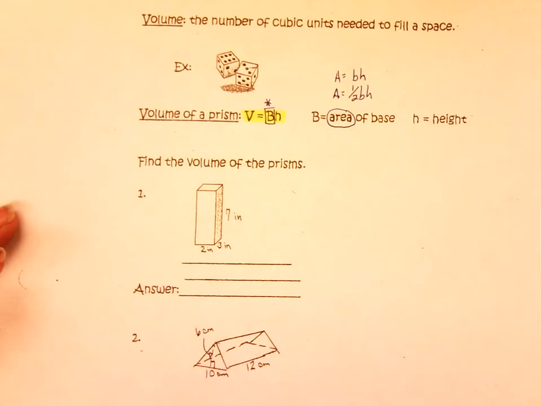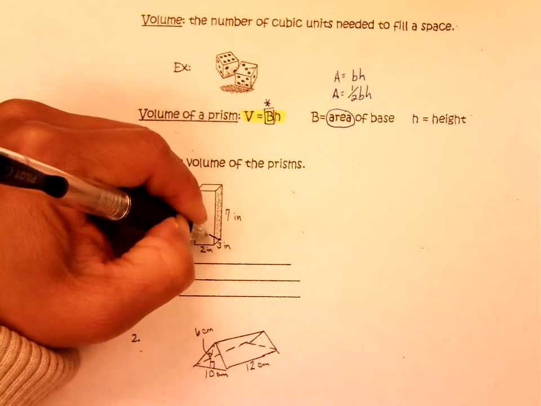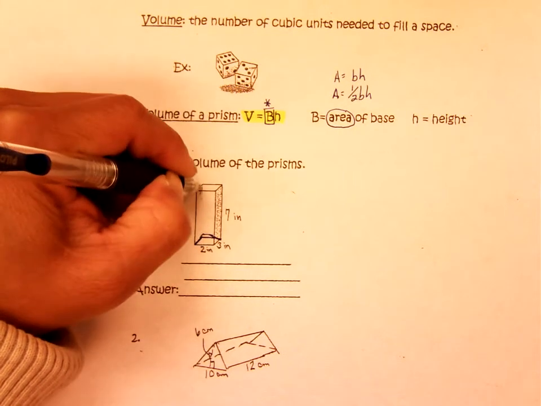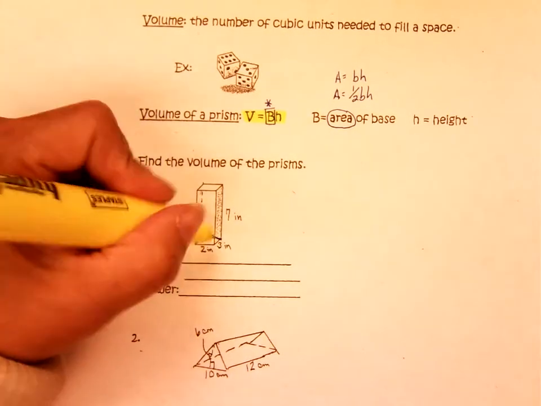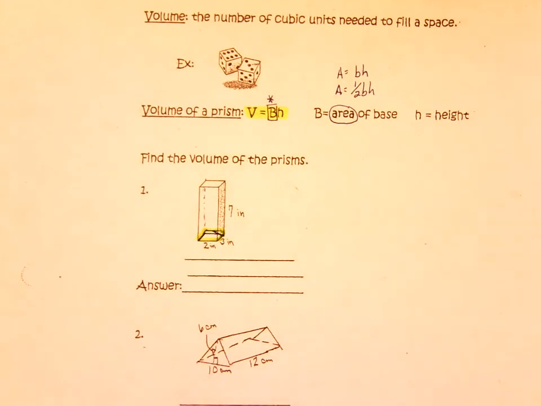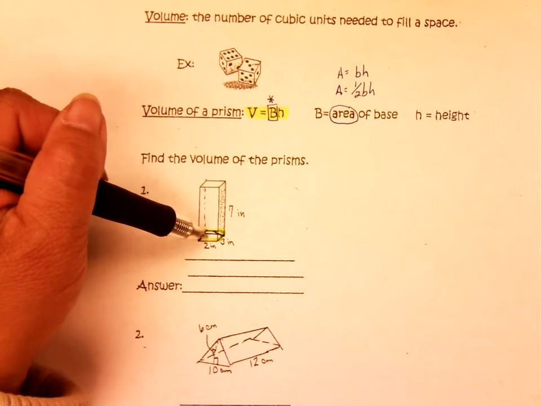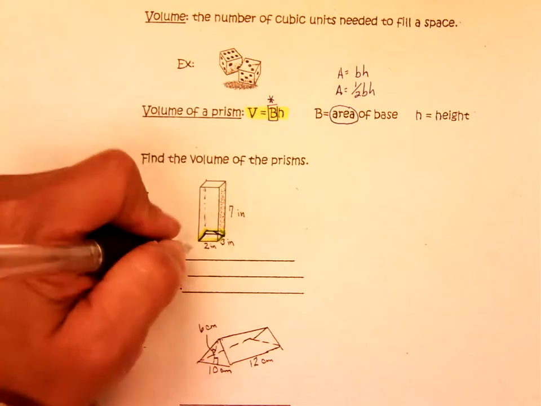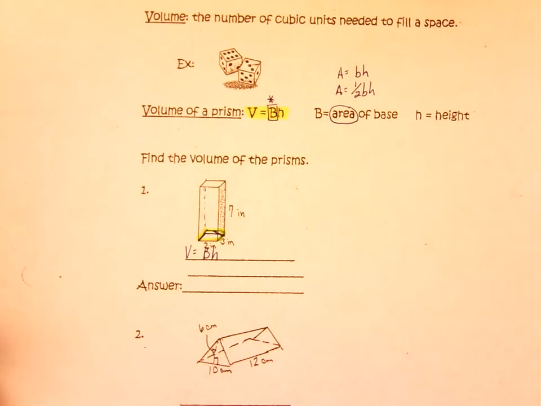All right, let's look at number 1. Find the volume of the prism. So here is the top, and here's the bottom. You have to look at the base. The base is this part right here. If you know what the base is, the shape of it, this is a parallelogram, then you should know the formula for the area of the base. So the formula to find volume is equal to capital B H.